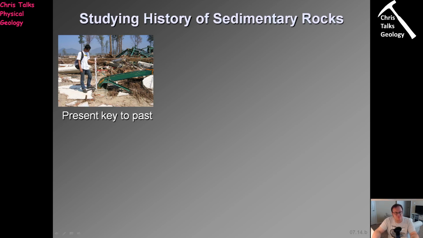So we can use the present day to tell us about rock layers, but we can also use rock layers to tell us about what happened in the past. So things like, for instance, predicting volcanic eruptions and to some degree trying to predict earthquakes can be essentially helped by looking at the rock record.